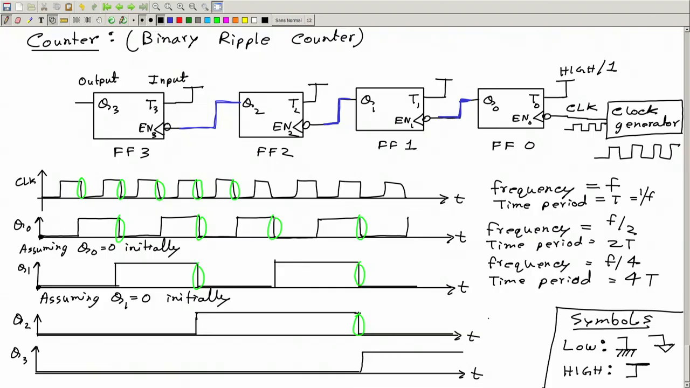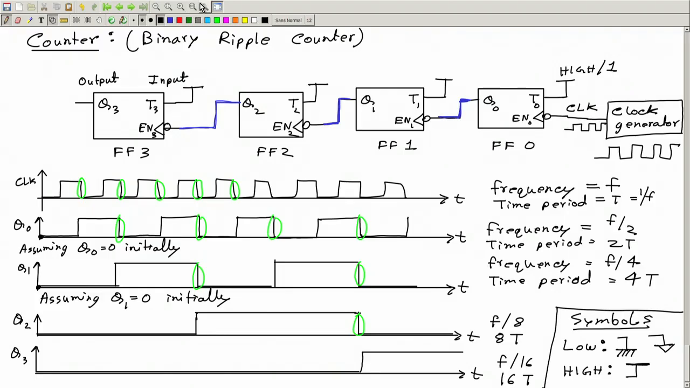Here the frequency is f by 8, time period is 8t. For Q3, frequency is f by 16, time period is 16t. So the time period increases from t to 2t, 4t, 8t, 16t. Frequency decreases from f to half f, 1/4 f, f by 8, f by 16. So this is how Q0, 1, 2 and 3 will change.